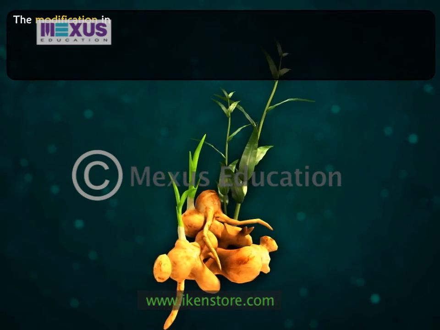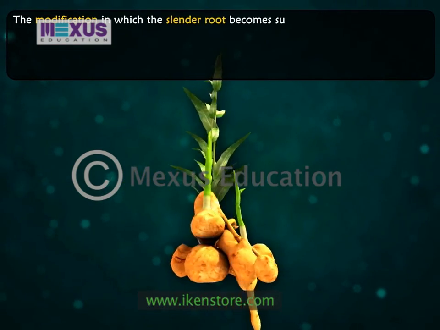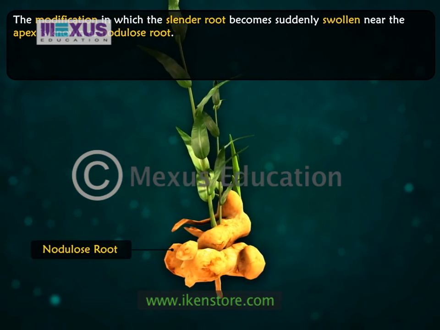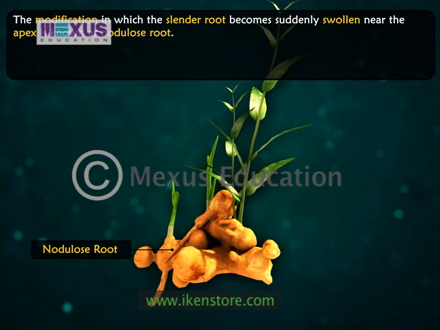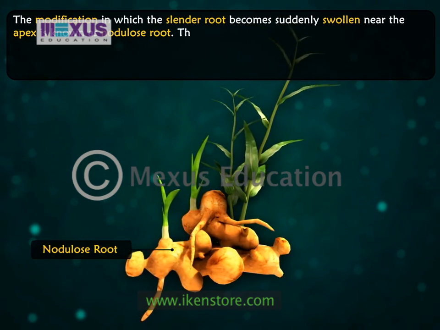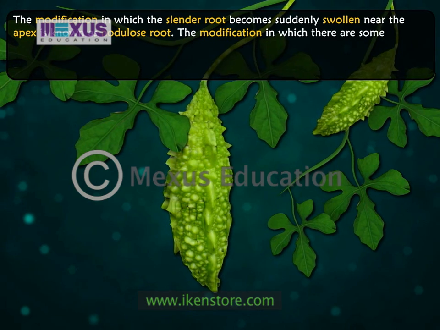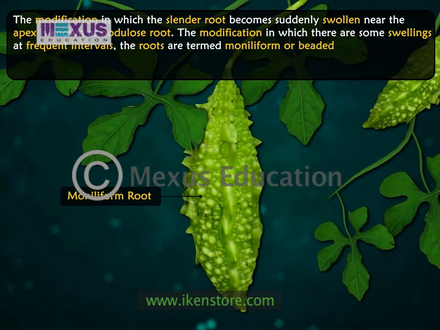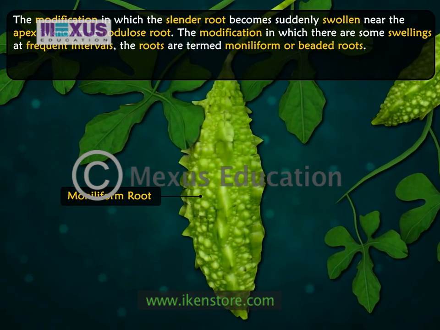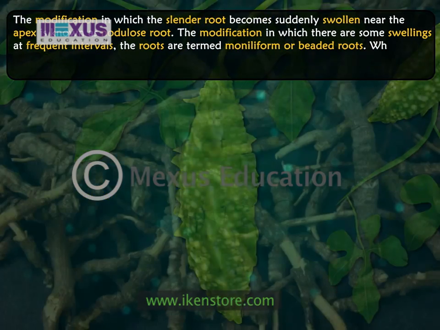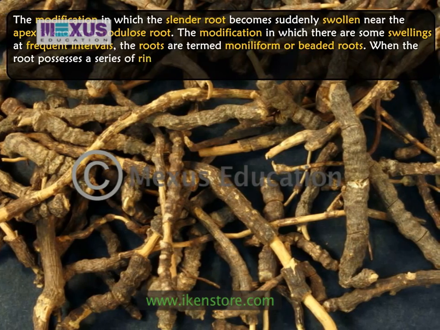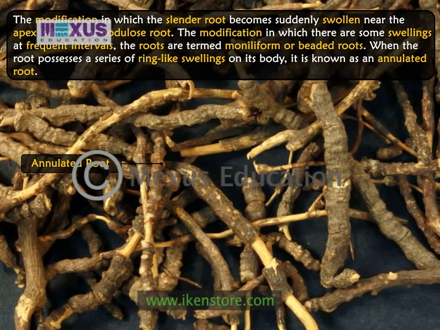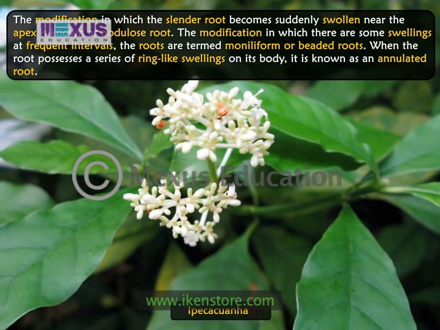The modification in which the slender root becomes suddenly swollen near the apex is known as nodulose root. For example, in case of ginger. The modification in which there are some swellings at frequent intervals, the roots are termed moniliform or beaded roots. For example, in case of Momordica. When the root possesses a series of ring-like swellings on its body, it is known as an annulated root. For example, in case of Ipecacuanha.